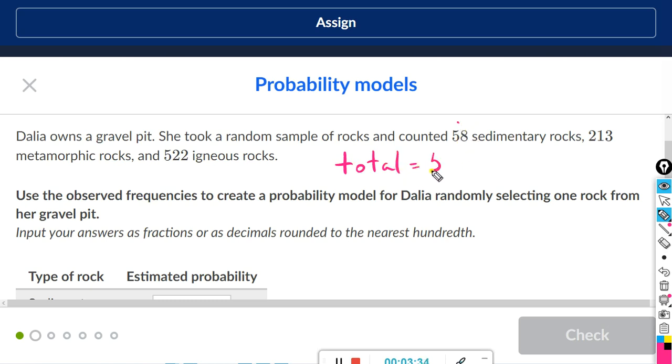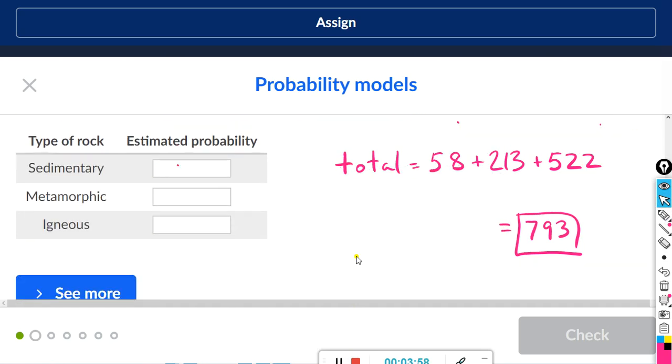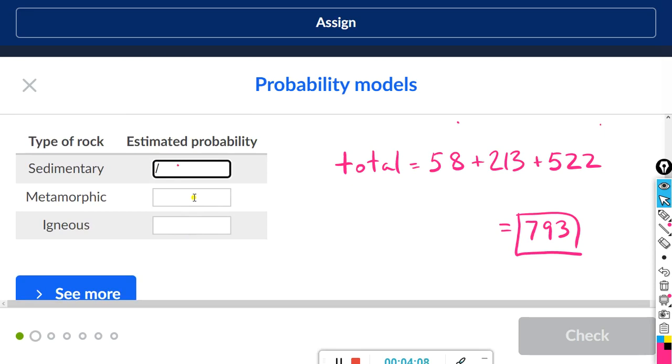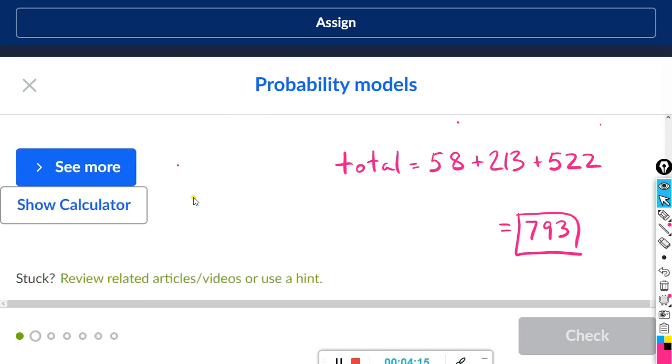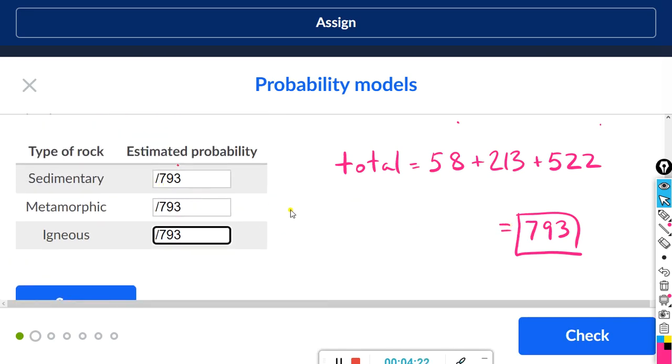The total is going to be 58 plus 213 plus 522. And that total is going to equal, let me do it on the calculator, 793. So that is going to be the denominator in each of these answers. So I am going to put slash 793 for each answer. And that is only part of the answer, because that is just the denominator.